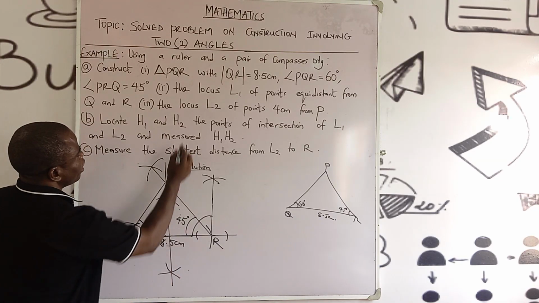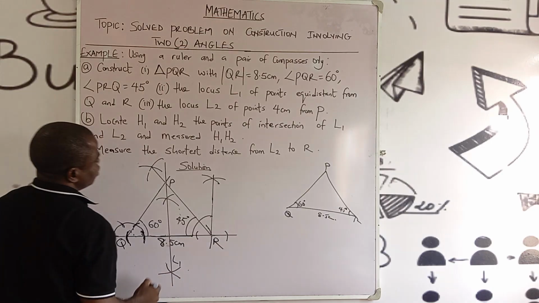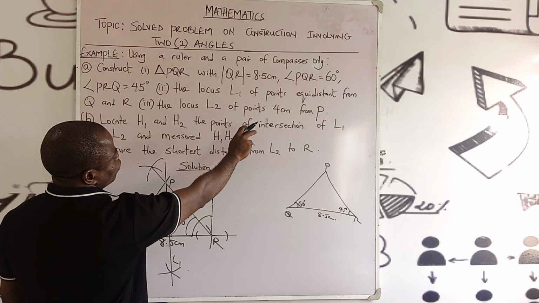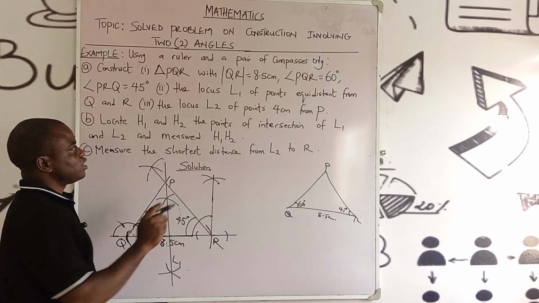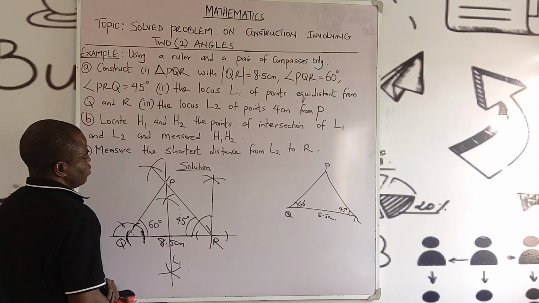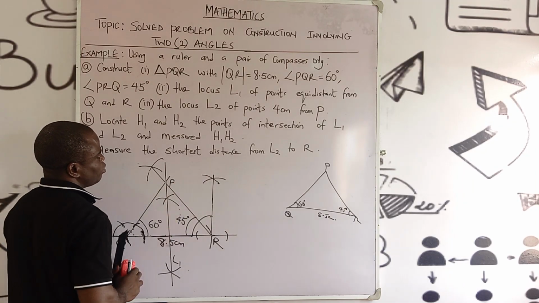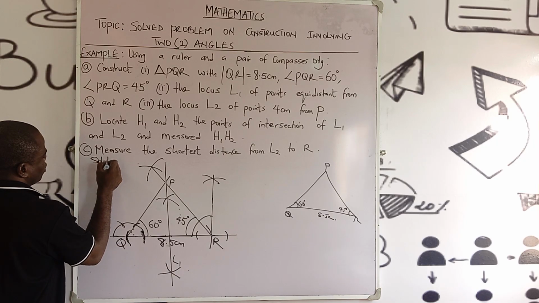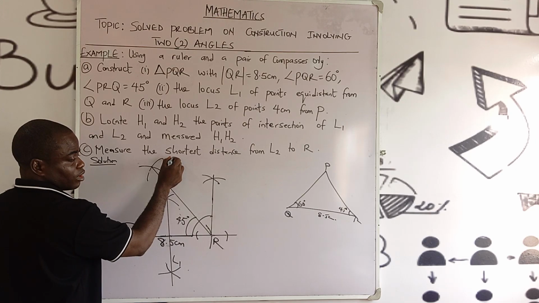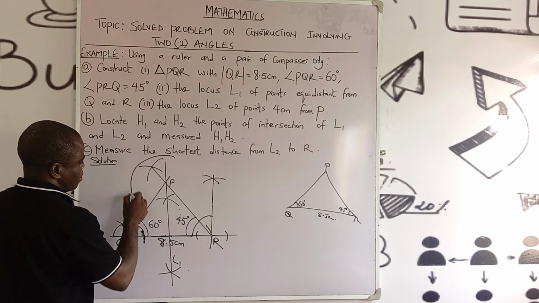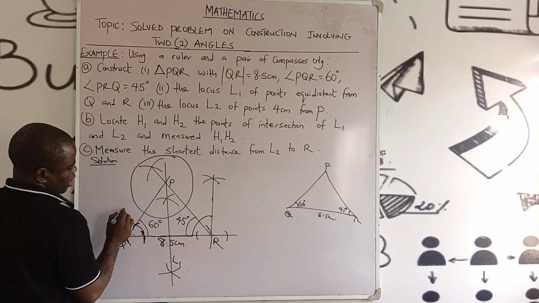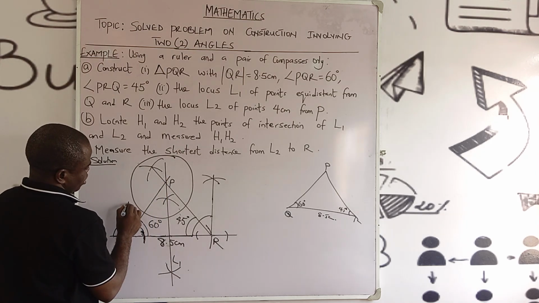Okay, this is your L1. We are told again that the locus L2 is the points that are not more than 4 centimeter from P. That means that you make a circle round P. Put your compass here, make a circle round. It's not a perfect circle. This is your L2.